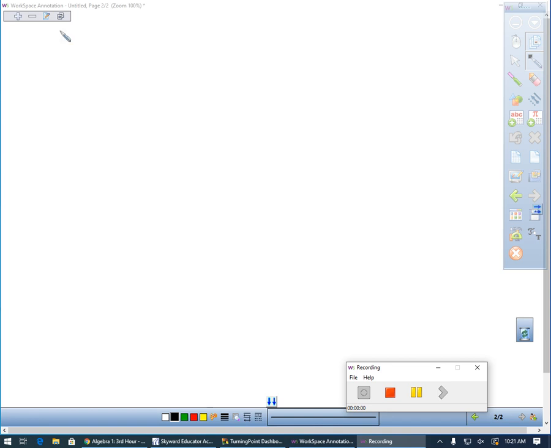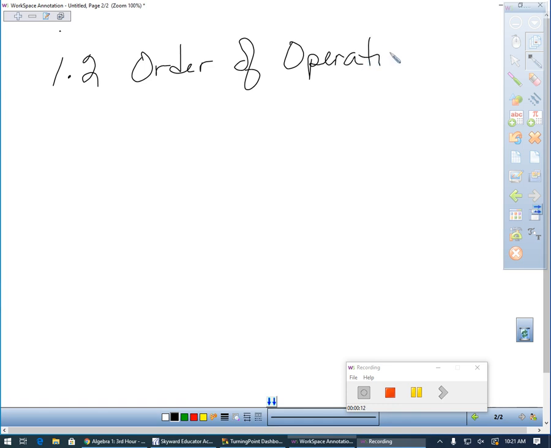Okay, so today we are moving on to section 1.2, order of operations. Now there's a couple different sayings out there. I'm going to guess the saying you guys have heard the most is please excuse my dear Aunt Sally. Is that right? Okay, is there any other one you guys have heard? No? Just going with that one? Okay, that's what we'll go with.